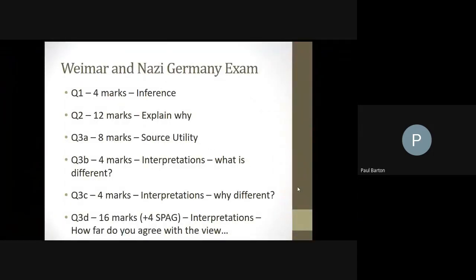Hi there, this is just a quick video to give you some ideas how to answer the 3D question for the Weimar and Nazi Germany history exam. Now, as you can see from this overall slide, this is a 16-mark question, so it's the big one for the Germany exam. Plus, it's got 4 spelling marks as well, so 20 marks in total.